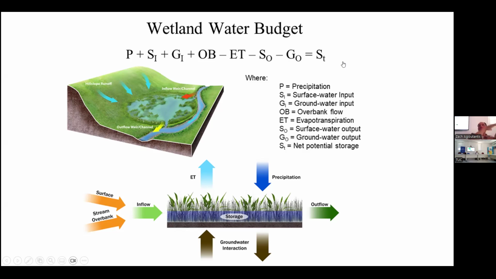So the wetland will store some water after we add up the contributions and subtract the losses from that budget. And you can see here with the different arrows: surface water, stream overbank, that's inflow; ET, that's a loss; precipitation, that's a gain; and groundwater in, groundwater out, and then outflow over the little weir at the end, and then the rest is storage. Any questions so far? Okay.